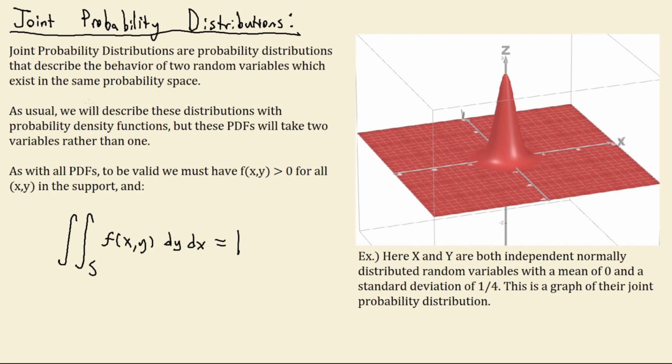And so as with all probability density functions, even these joint probability density functions have to be positive for all values of x, y in the support, because you can't have negative probability. And additionally, if you integrate over all values in the support, you have to get 1. And of course, this is sort of trivially true, because this is telling us that the probability that at least one out of all possible outcomes occurs is 100%. But this is going to hold for these joint probability density functions as well as ordinary probability density functions.